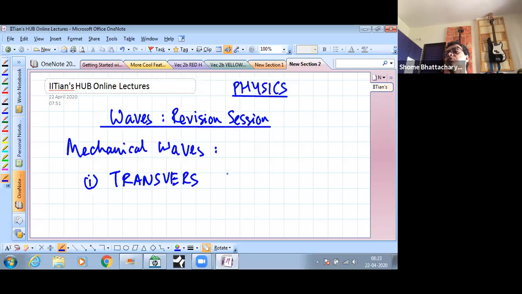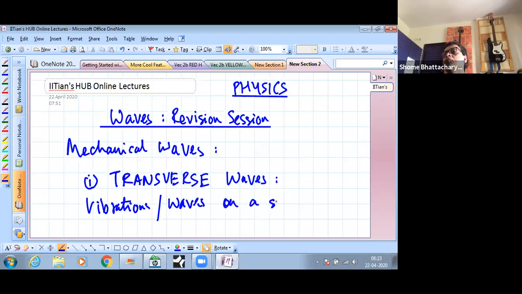Transverse waves, as you all know, are waves where the direction in which the medium particles oscillate is perpendicular to the direction of flow. The physical example of this is the vibrations of a stretched string that we study. Okay, so vibrations or waves on a stretched string.